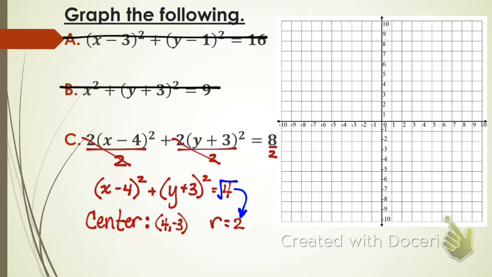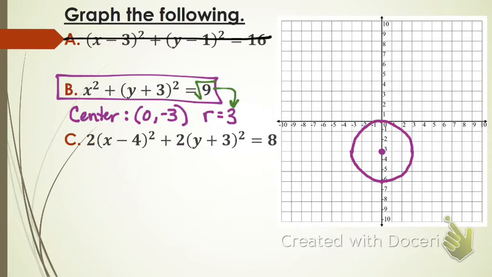So I'm going to plot a point at 4, -3. I'm going to go out 2 in all 4 directions so that I can sketch my circle in here. And this is my circle C. I should have marked my circle B. Let me go back and label it. There we go.